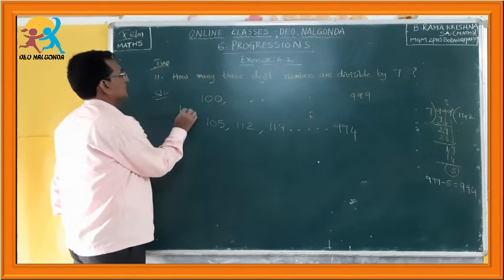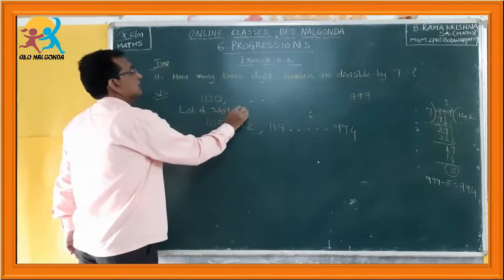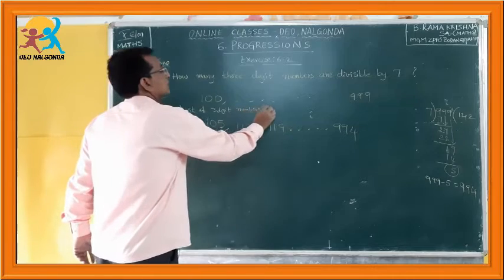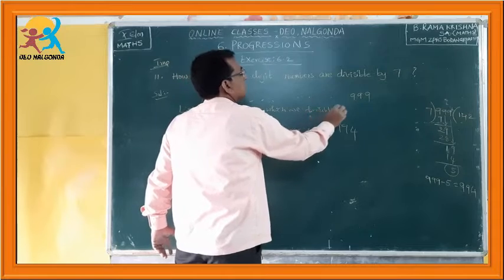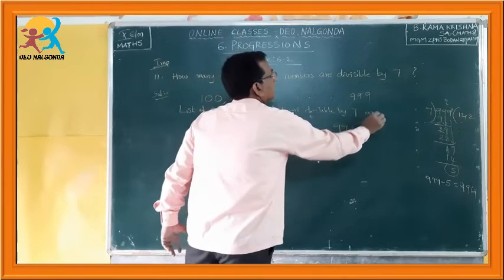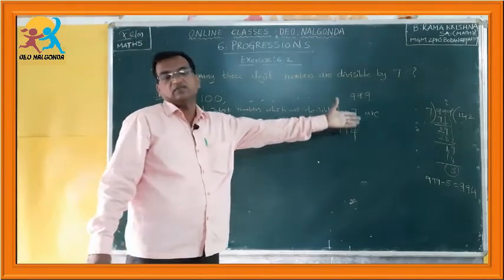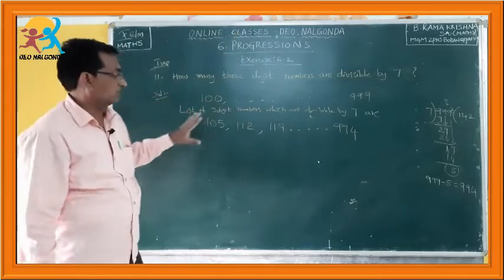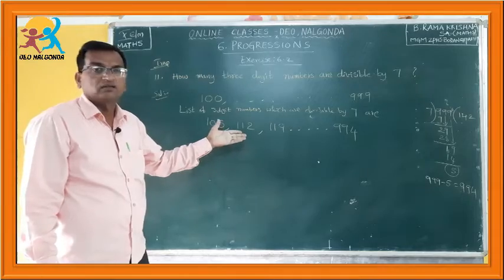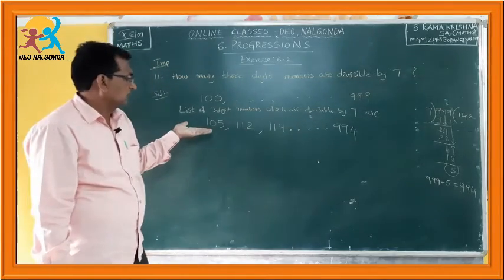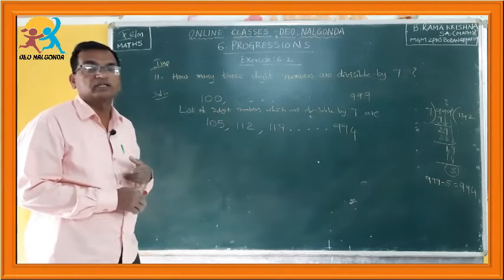These are all the list of numbers which are divisible by 7 out of the 3-digit numbers. So, I am writing a list of 3-digit numbers which are divisible by 7: 105, 112, 119, and so on, 994. Now, if you carefully observe, how did you get these numbers? By adding 7. This is the definition of AP. Therefore, this sequence is in arithmetic progression.